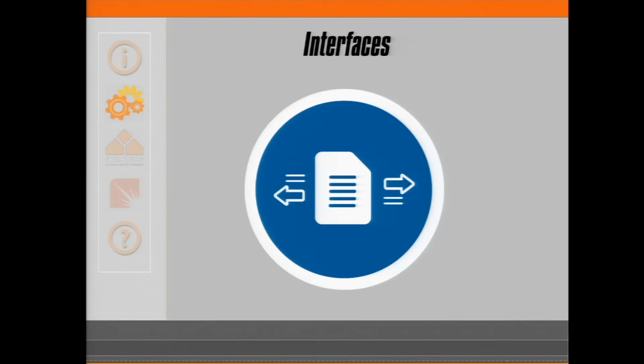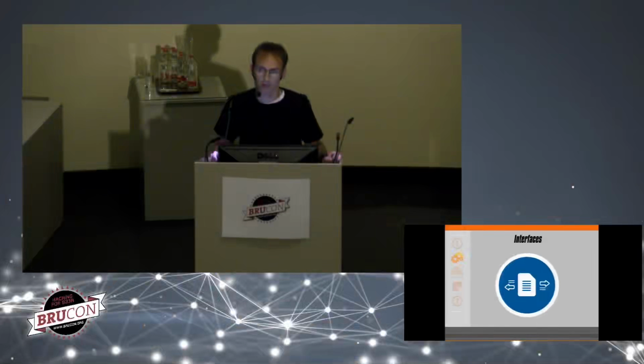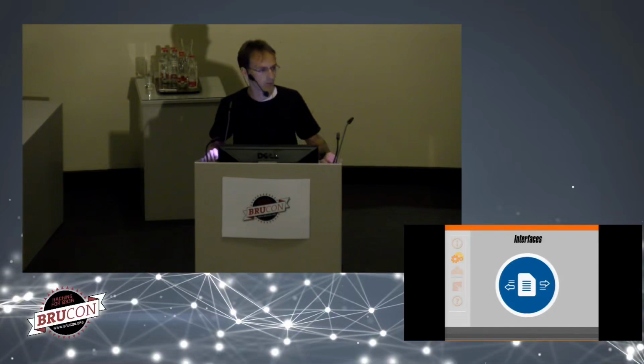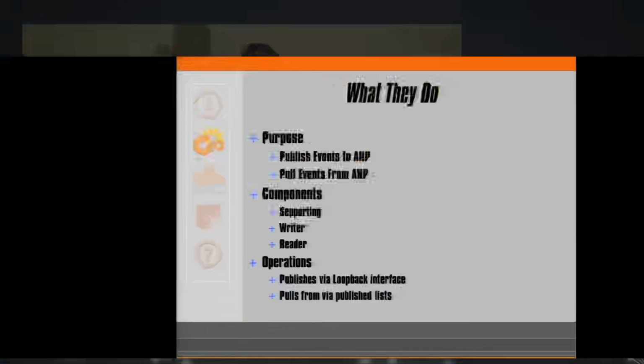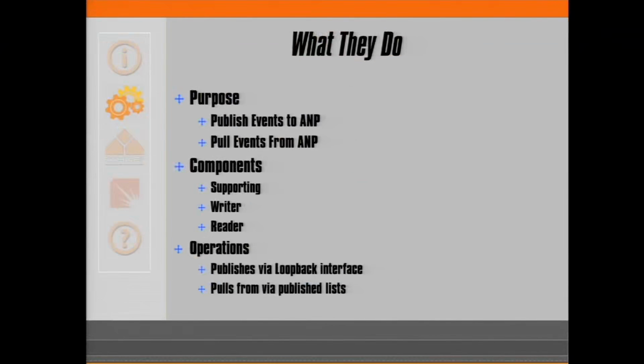So we talked about use cases for sharing events. We talked about the sharing that goes on. Now we need to talk about, of course, how individual systems make use of those events. And those are done with interfaces. Okay. Purpose of the interface is to publish events to ANP and to pull events from ANP.